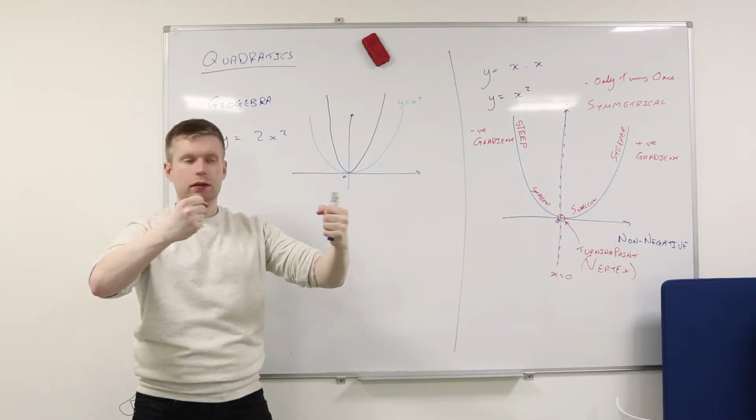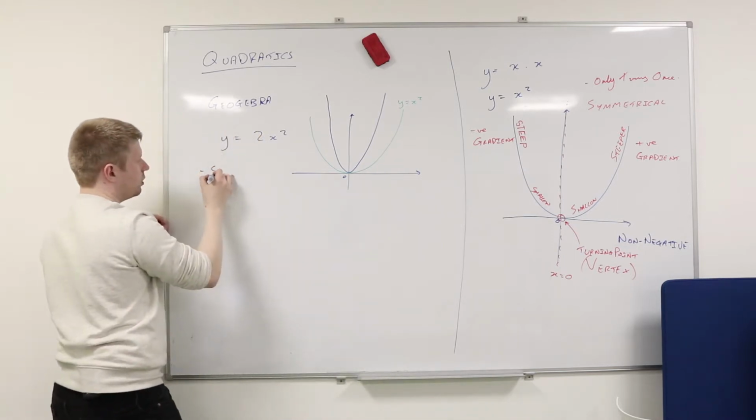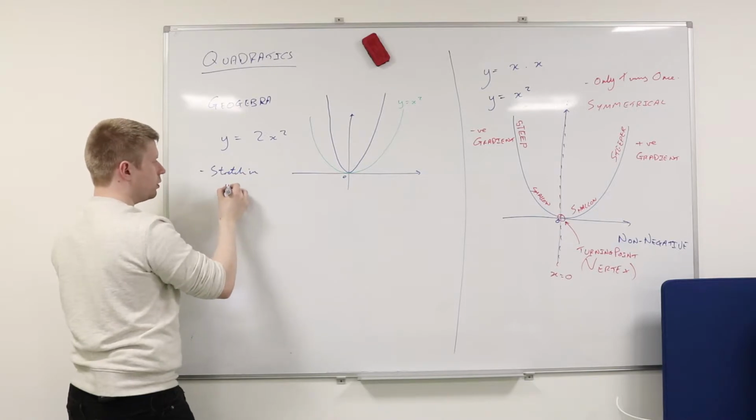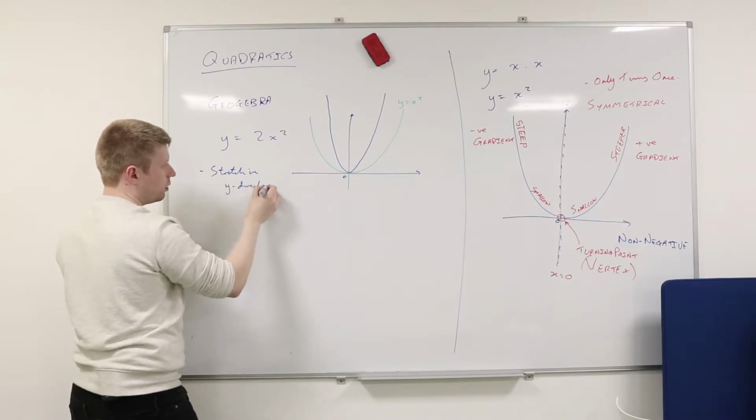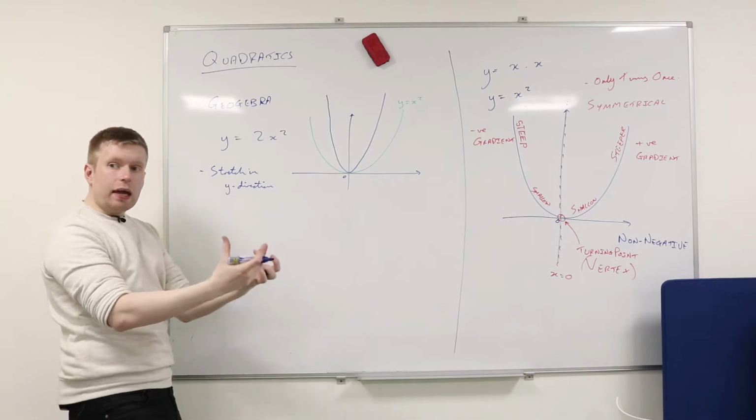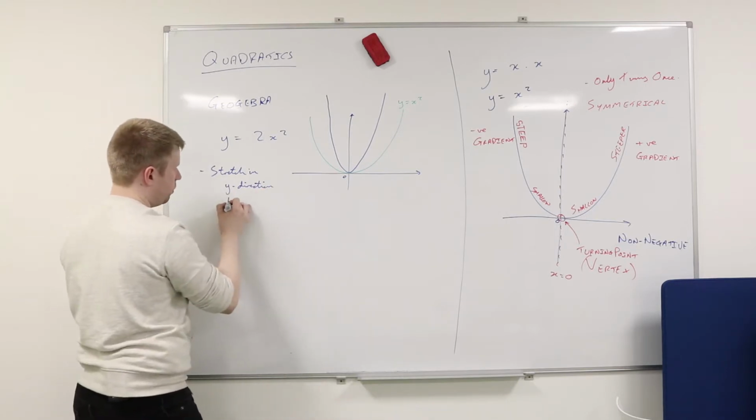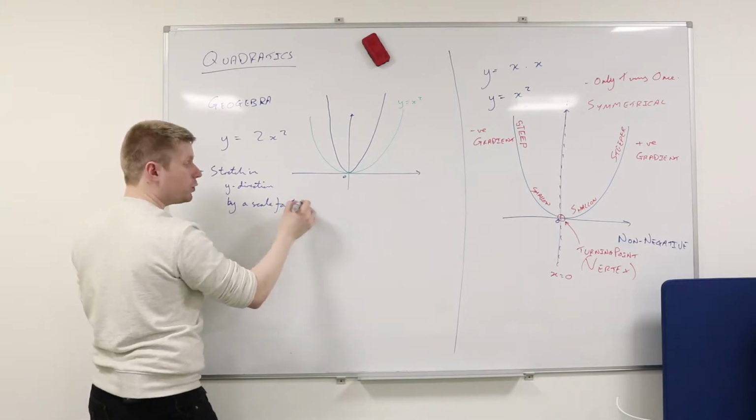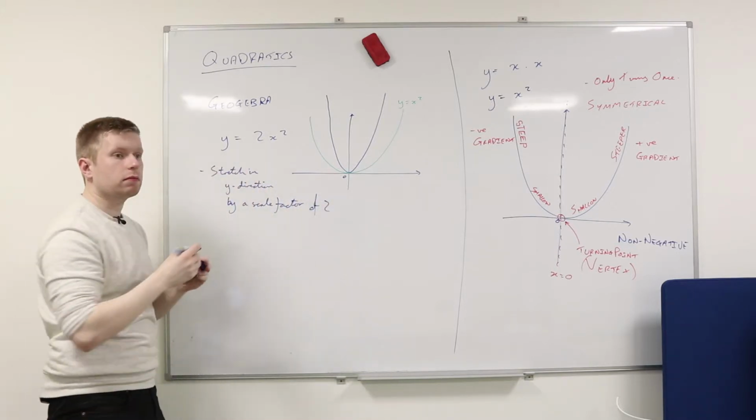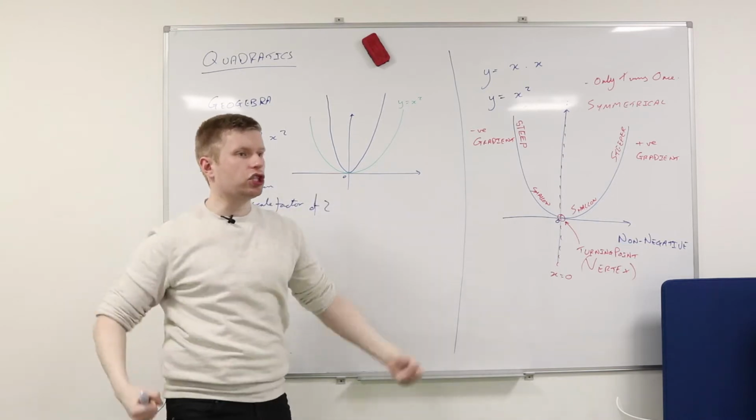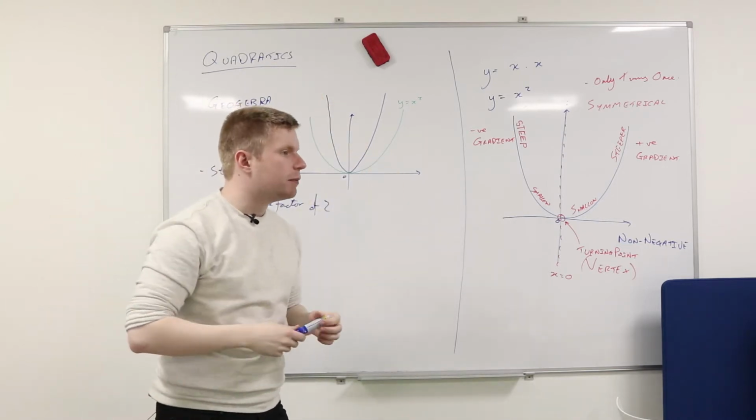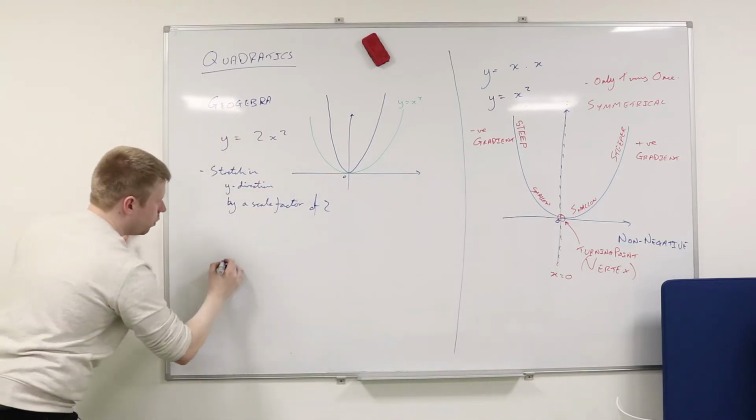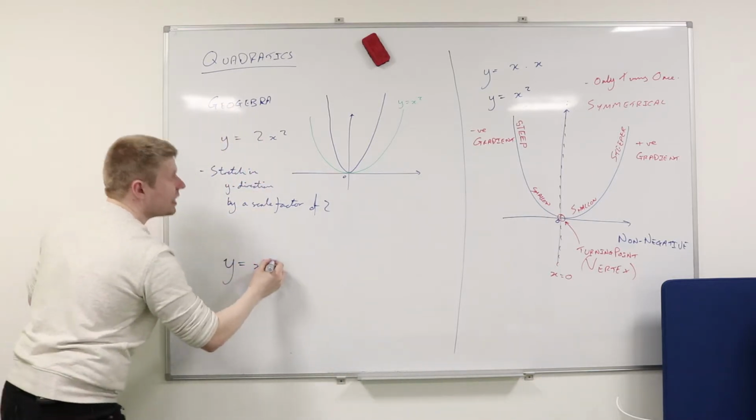Is that okay? Yeah? So it's a stretch in the Y direction by a scale factor of 2. And you can see that from this. Somebody's grabbed hold of this and literally stretched it up that way so it's twice as steep as it was before. Okay, now has anybody tried, what if we try adding some things to this?